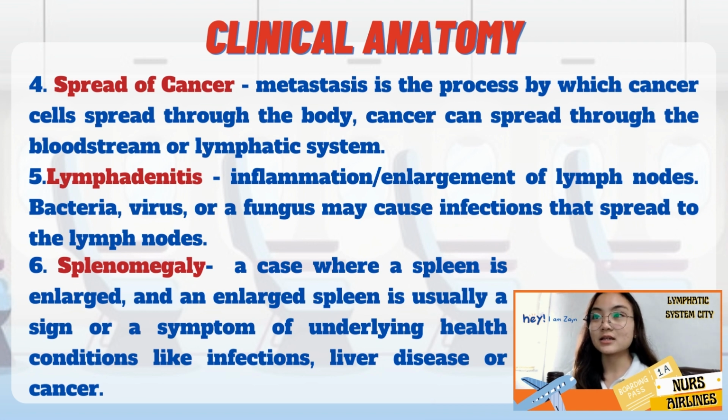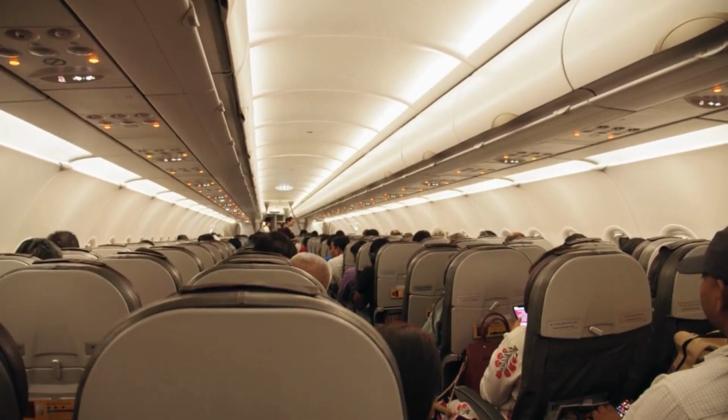And lastly, did you know that your spleen is a normally fist-sized organ that's located on the upper left side of your abdomen under your left rib cage? However, it is called splenomegaly when it is enlarged, caused by different infections, liver, and blood disorders.